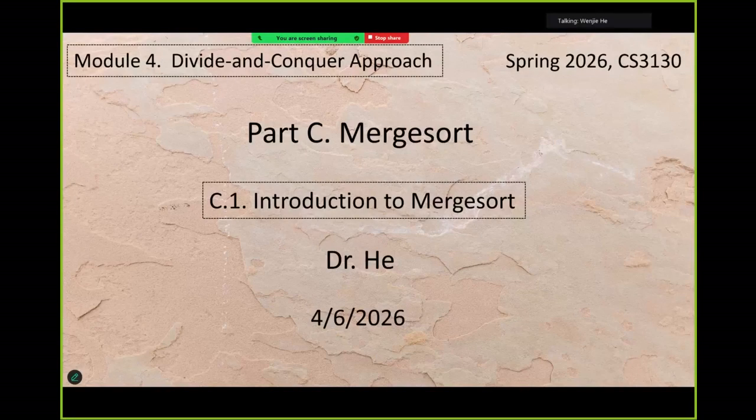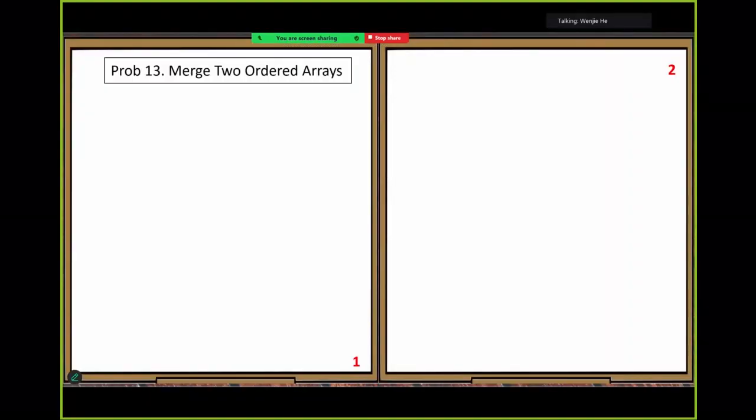Part C, Mergesort. Another important sort in this divide and conquer module, 3.1 Introduction to Mergesort. First, let's look at a simple computing problem: merge two ordered arrays. It's a simple problem, but very important for merge sort. Let's look at the question.